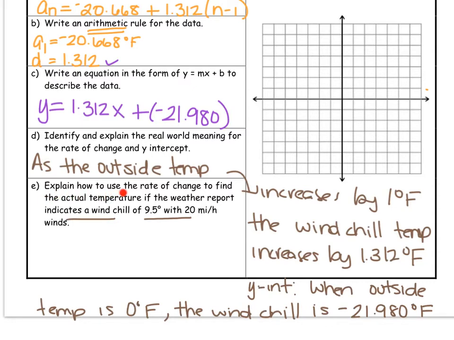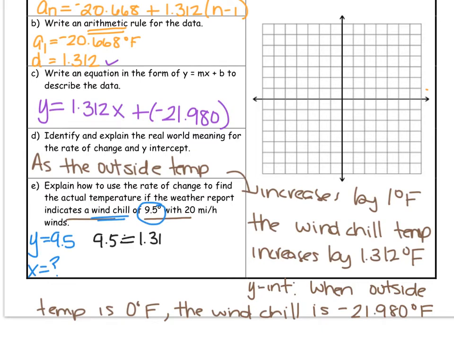Okay, now we're going to explain how to use the rate of change to find the actual temperature if the weather report indicates a wind chill of 9.5 degrees with 20-mile-an-hour winds. So this 9.5 degrees is the wind chill, so that's going to be our y, because that's the one that's in the output column, and we need to find x. So we're going to use our slope-intercept form up here, and we are going to plug in 9.5 for y, and we're going to solve for x.